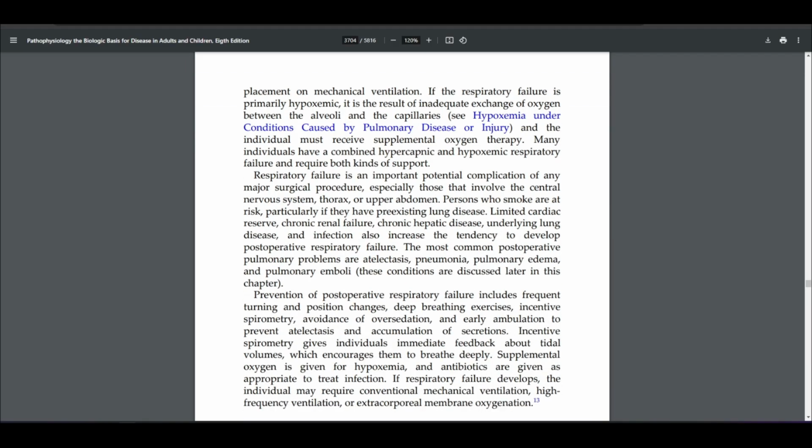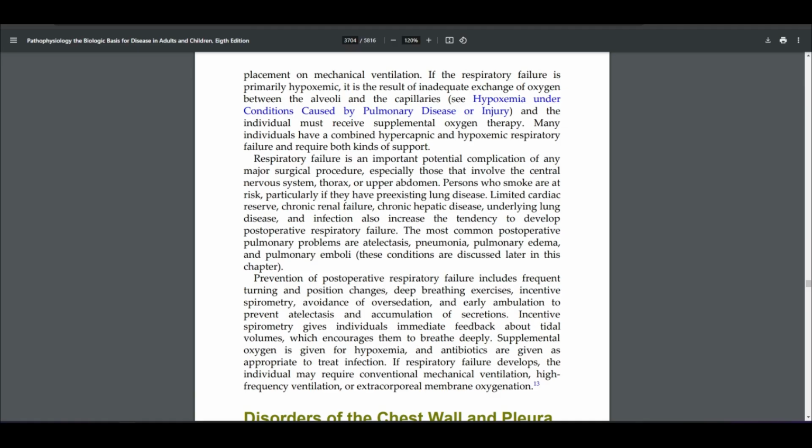If the respiratory failure is primarily hypoxemic, it is the result of inadequate exchange of oxygen between the alveoli and the capillaries, and the individual must receive supplemental oxygen therapy. Many individuals have a combined hypercapnic and hypoxemic respiratory failure and require both kinds of support.